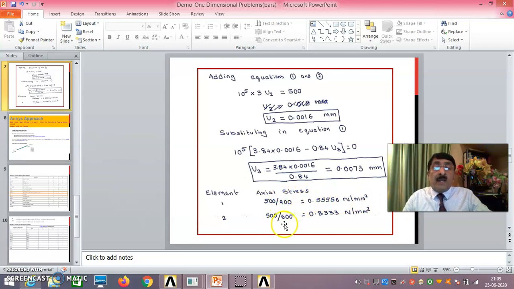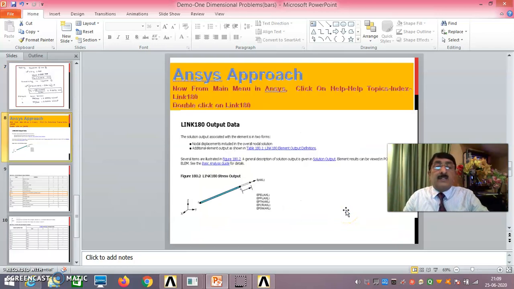Next is 500 by 600. I am talking about stress, and stress is equal to force by area. 500 by 600 is 0.833 Newton per millimeter square for aluminum. These things you have to get using ANSYS also.